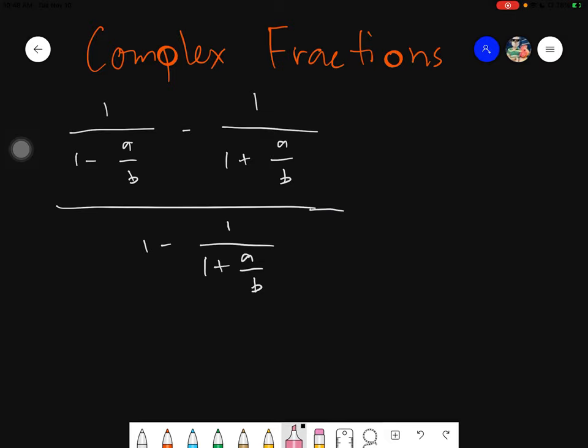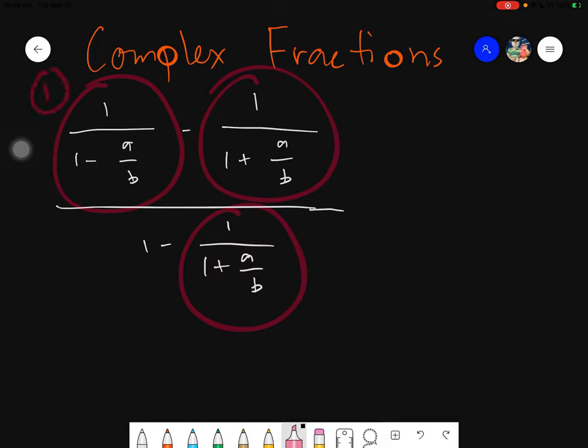But observing the given, you will notice on this part, okay, this is a complex fraction as well, and on this part is another complex fraction, and same goes, this is another complex fraction. Now the first one, this one, is a complex fraction because of the denominator, okay? This one is another complex fraction because of the denominator as well. And the third one is another complex fraction based on the denominator, okay?